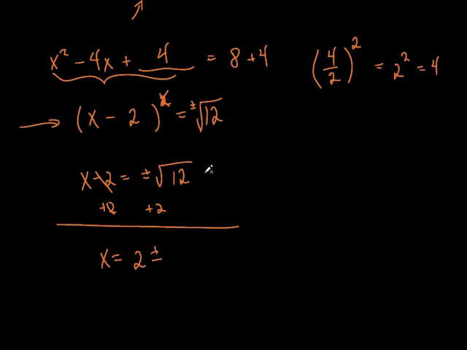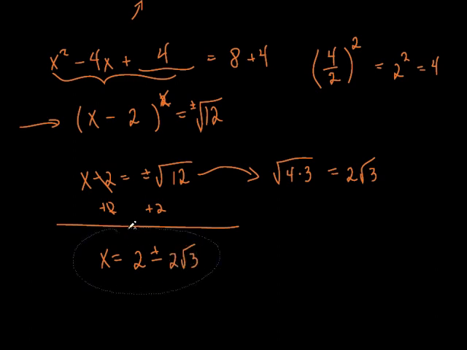You could write the square root of 12, but here, off to the side, let's figure out what the square root of 12 is. Well, it's 4 times 3, isn't it? Okay. And the square root of 4 is 2. And then the square root of 3. So the square root of 12 is 2 square root of 3. So that's how I'm going to write it. And that's the way I want you to write your answer. And there you go. That's the value for x.